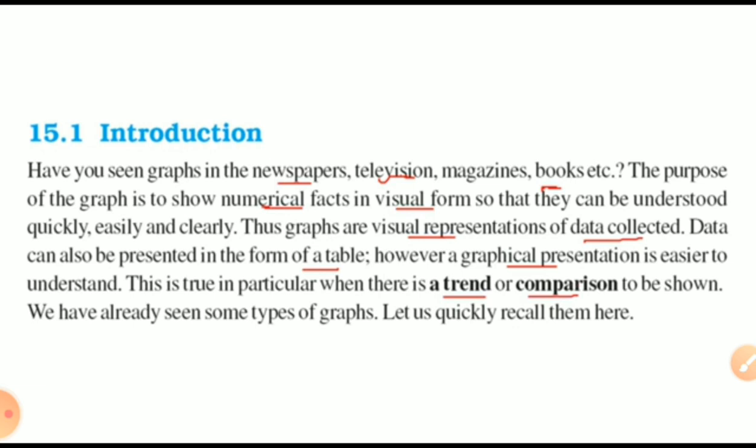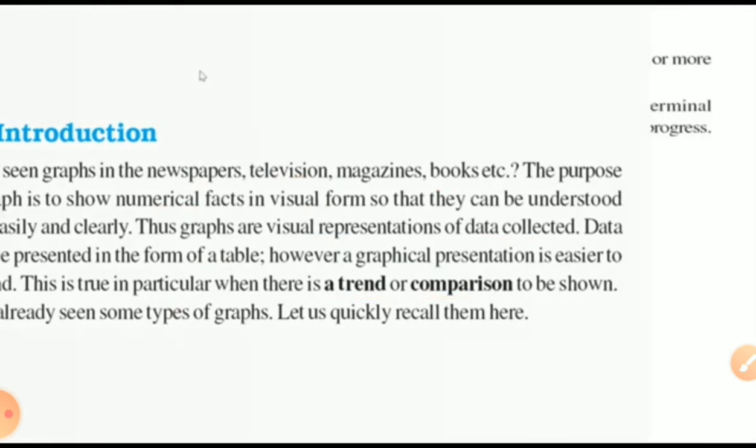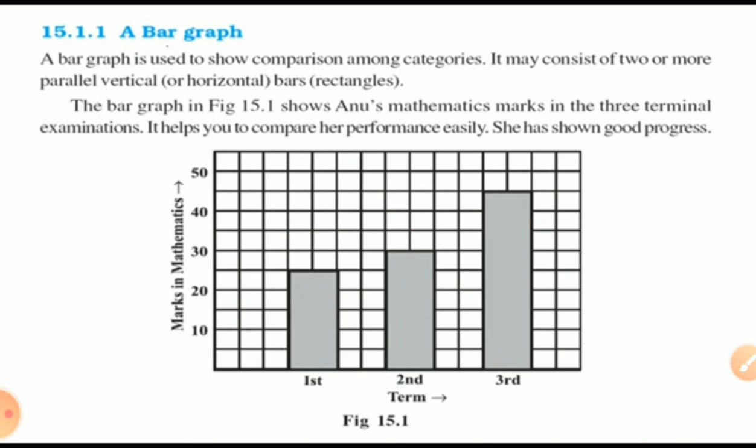For a trend or comparison of data, we can show it very quickly. Suppose you are watching a cricket match. They show graphs in between. See, here is a bar graph. Do you remember what you did here? Yes, the x-axis and y-axis. Some marks are on the y-axis, and the first term, second term and third term marks are written. The first term has 25 marks, my dear students, and the second term 30. But what about the third term? Yes, you are right, it's 45. Comparison of graphs.